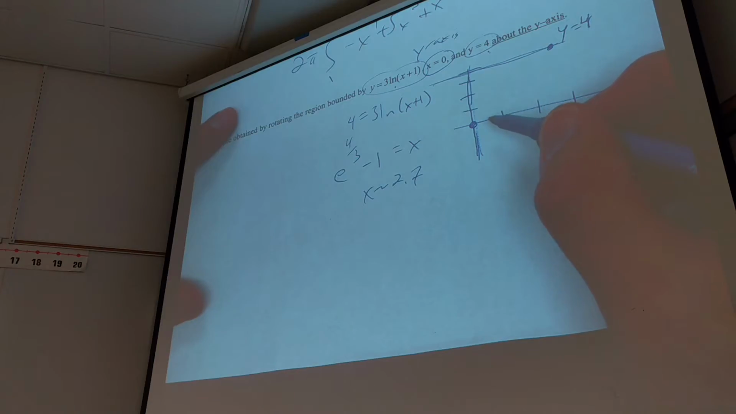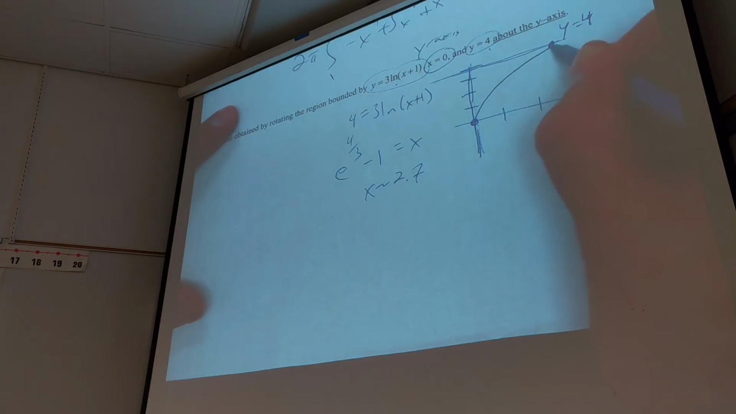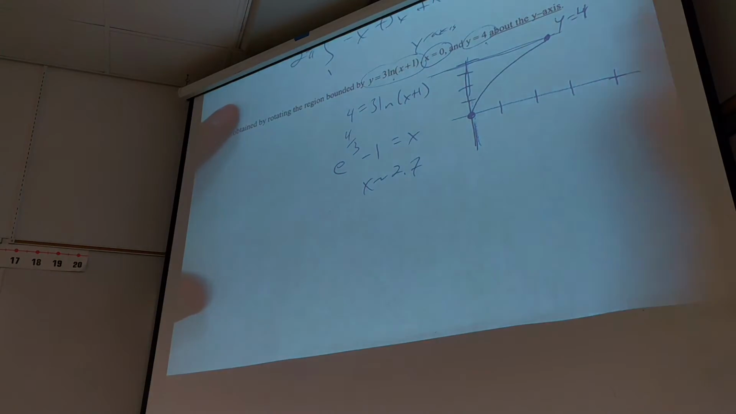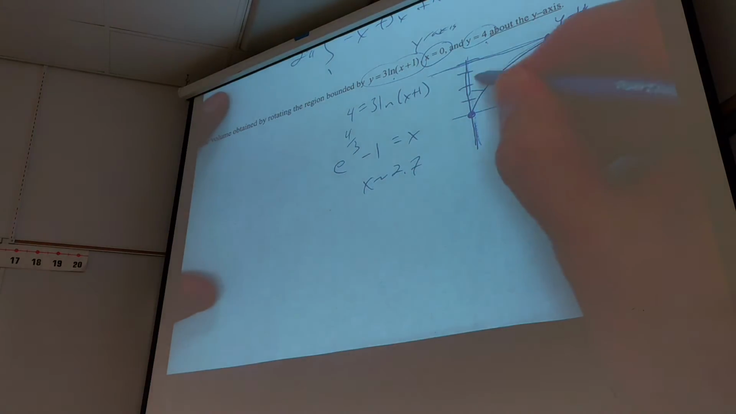What does a log look like? I want to hear somebody say it. It's a piece of wood. It's roughly like that. So it's got that concave down feature going on. So this is the region we're talking about right there.